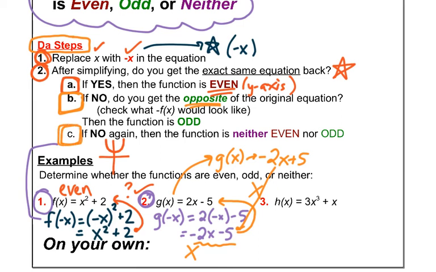So I didn't get the exact same as the original. I didn't get the opposite. So this guy's neither even or odd. So I'll put over here, this guy is a neither. He's neither even or odd.